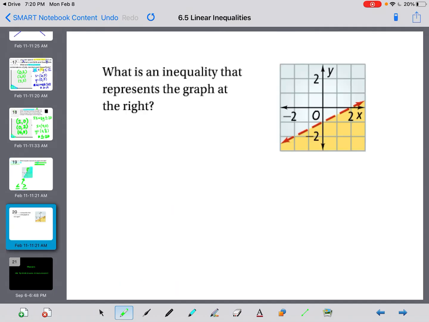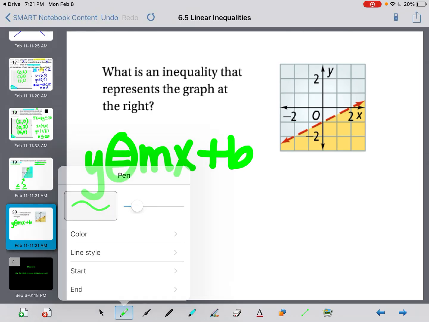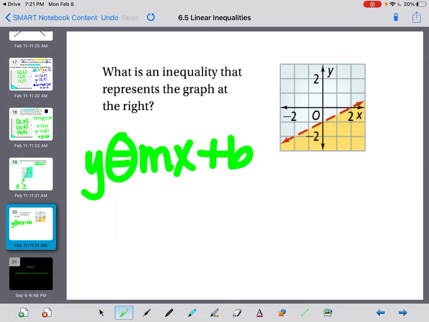Okay, and last but not least, they're going to give you a graph and you actually have to write it. So the first thing I'm going to do is just write the equation of the line without our inequality symbol. So it should look like a y equals mx plus b equation, only this will be an inequality. Okay, so first thing I need is a y-intercept, which happens to be -1. Then I need a slope. Looks like I'm going up 1 over 2.